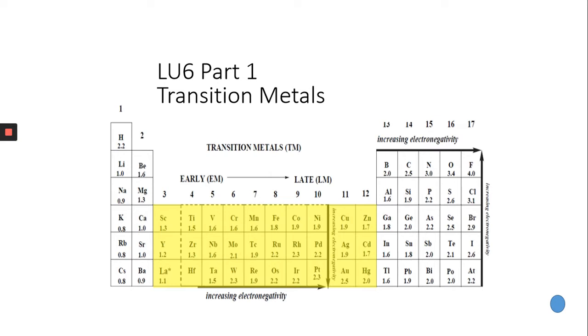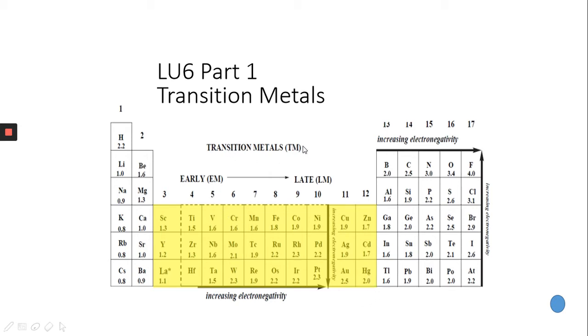For LU4 and LU5, you have learned about the periodic table of the main group elements. Today we are going to focus more on the transition metals. If you look at your periodic table here, in the middle here is what we call transition metals. Transition metals are d block elements that have electrons filling up the d orbitals.